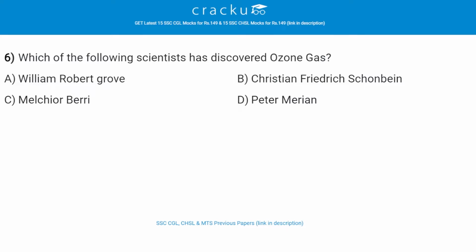Which of the following scientists has discovered ozone gas? The correct answer is Christian Friedrich Schönbein. So ozone is a naturally occurring substance which was first made in the laboratory in 1839 by German scientist Christian Friedrich Schönbein. Schönbein was interested in discovering the origin of the odor produced by certain chemical and electrical processes.